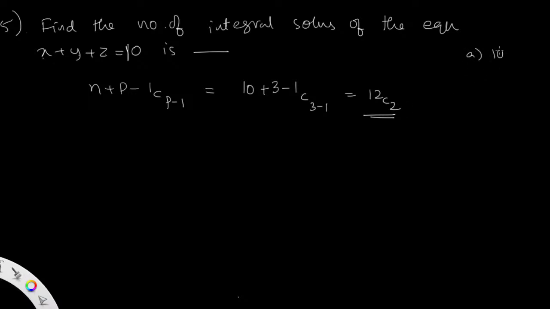Options are given: 10C2, 12C2, 11C2 and 9C2. So option number B. n equals the total value, which is 10. p means the distributed persons, which are 3 persons. So 10 plus 3 minus 1 C 3 minus 1, that is 12C2.